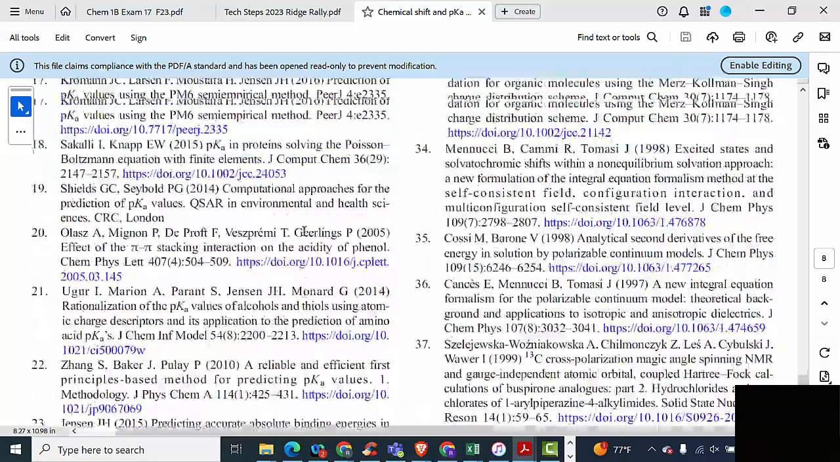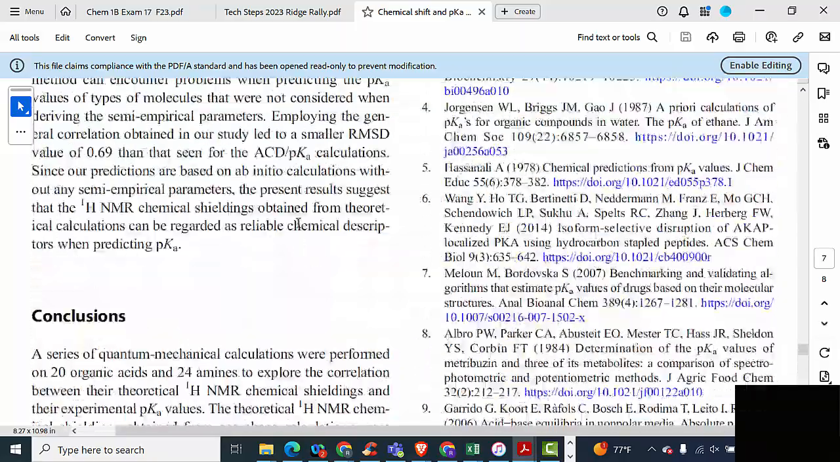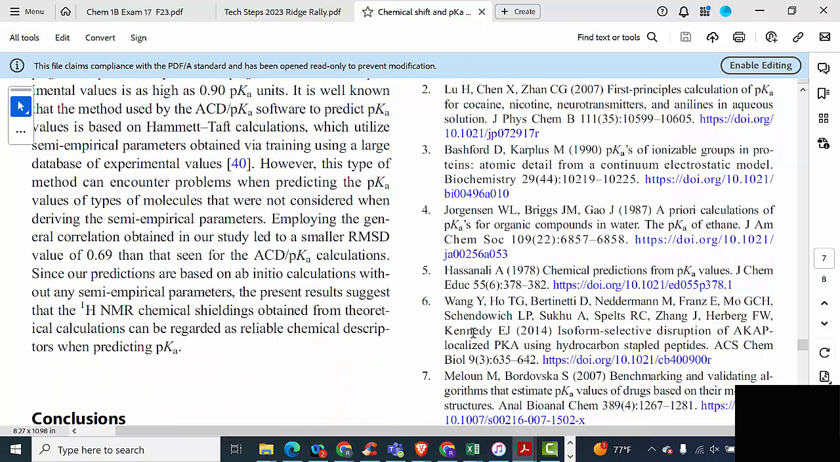Actually, they don't show the data here. Okay, but anyway, nuclear, if you're going on to organic chemistry, you need to know NMR, and you need to know it very well, probably by the second semester of organic chemistry. So I wanted to introduce it here.